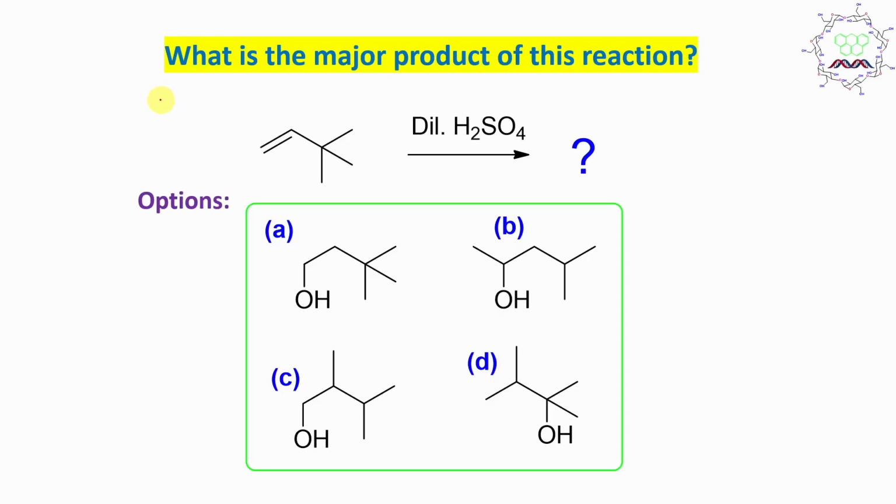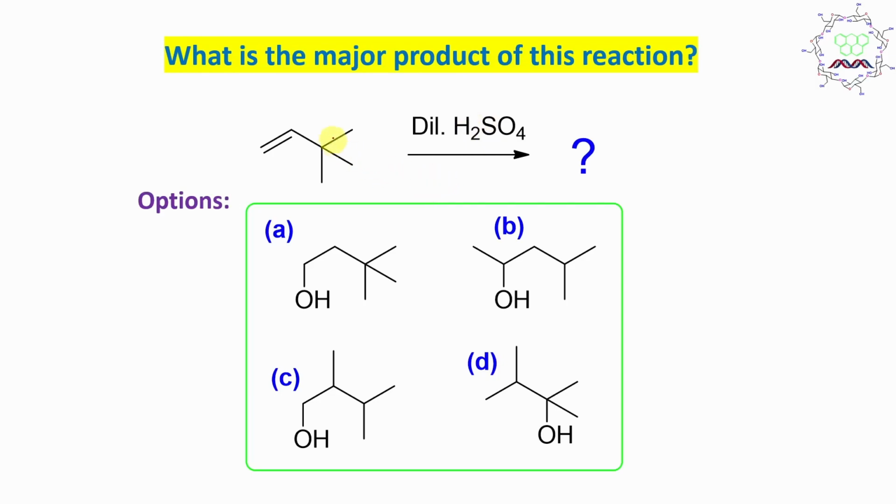Today's topic of discussion is one MCQ. The question is in front of you. The question is, what is the major product of this reaction? This alkene plus dilute sulfuric acid gives a product. Four options are provided. I request you, students, please pause the video, try by yourself, and whatever your answer, write it in the comment box. I believe you have tried.